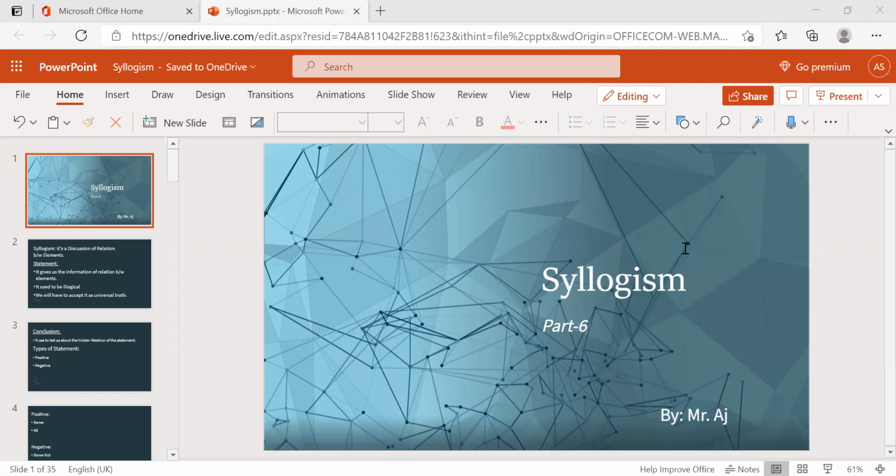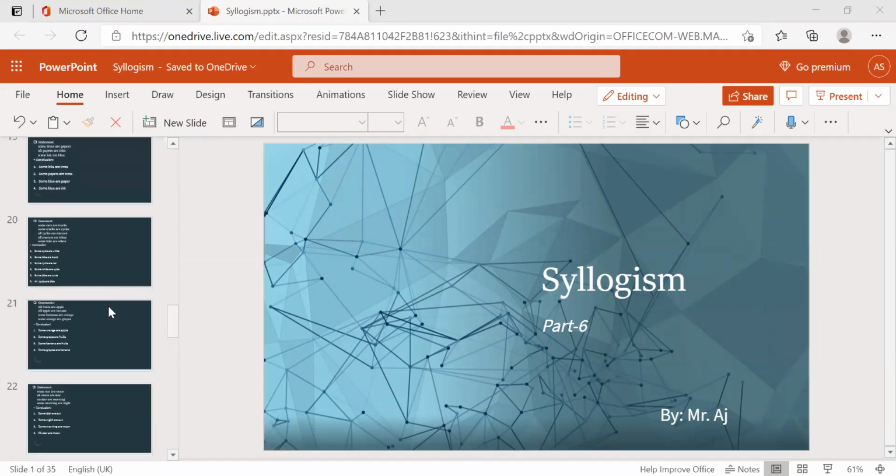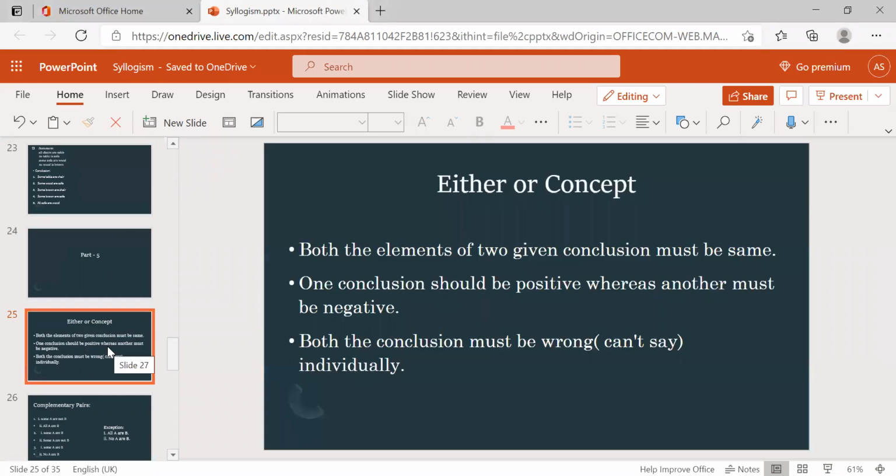First of all, I will recap the last class. Last class we discussed the either-or concept. In syllogisms, the either-or concept is a very important thing. You need to understand what either-or is and when it will be used. First, a small recap. The first point: both the elements of the two given conclusions must be the same. That means the elements we are talking about, A or B or B or A, should be the same.